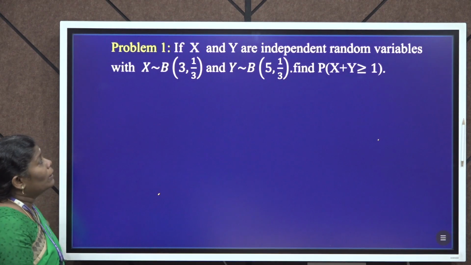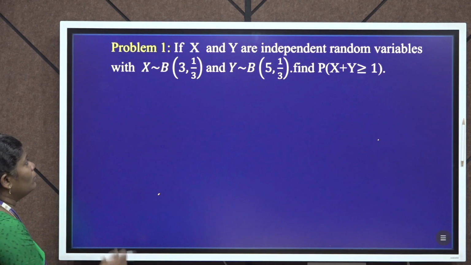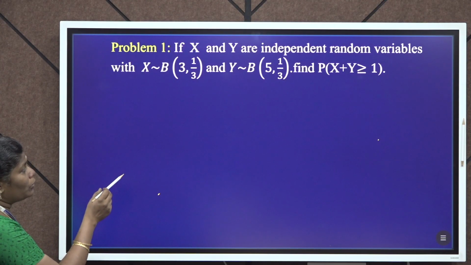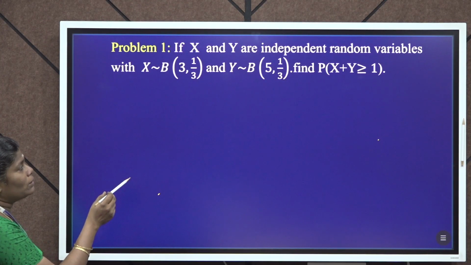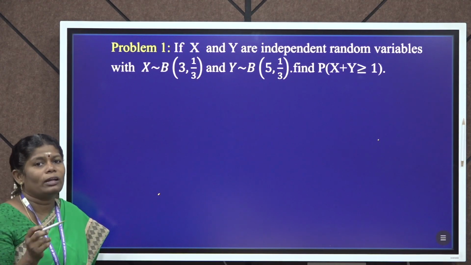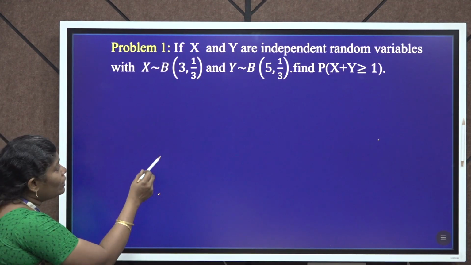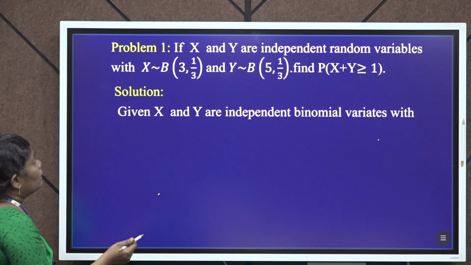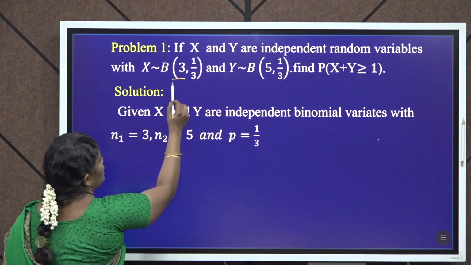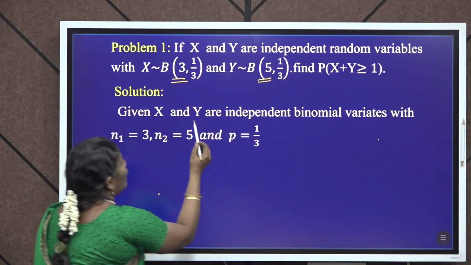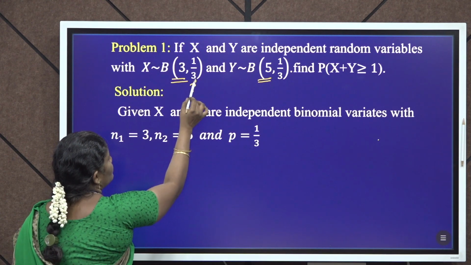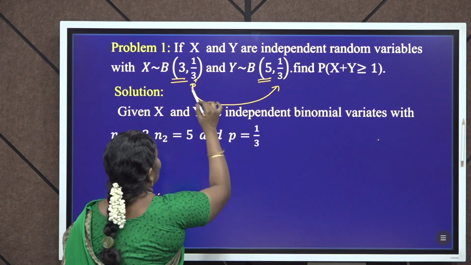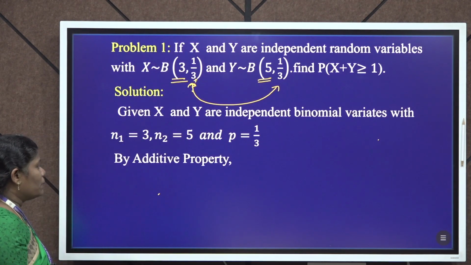In the first problem, if X and Y are independent random variables with X related to binomial of (3, 1/3) and Y related to binomial of (5, 1/3), find the probability of X + Y greater than or equal to 1. Given X and Y are independent binomial variates, the number of trials n1 = 3, n2 = 5 and the probability of success p is 1/3. The probability of success is the same. So, we are using the additive property.